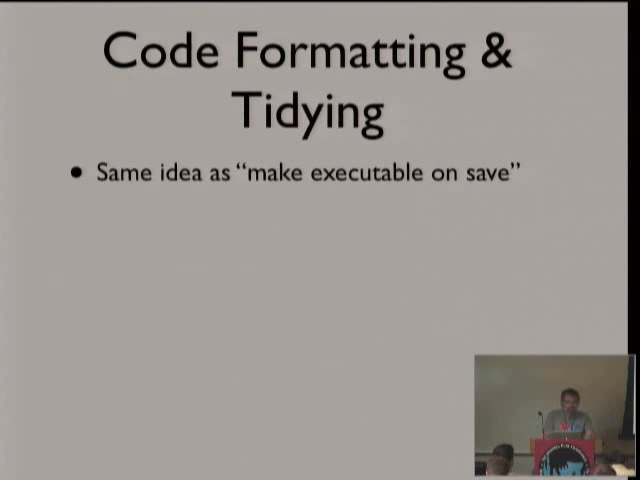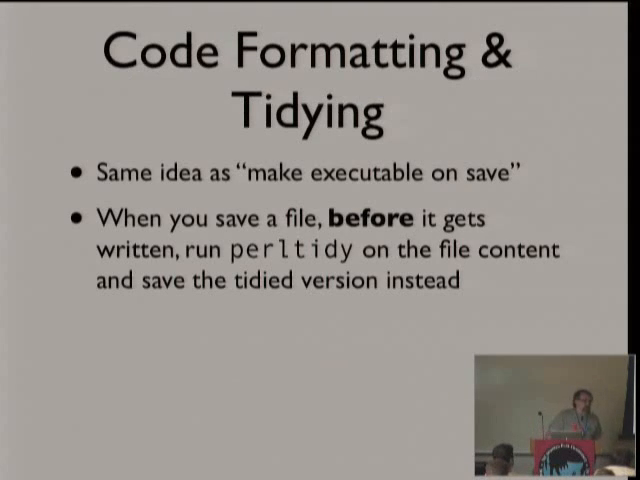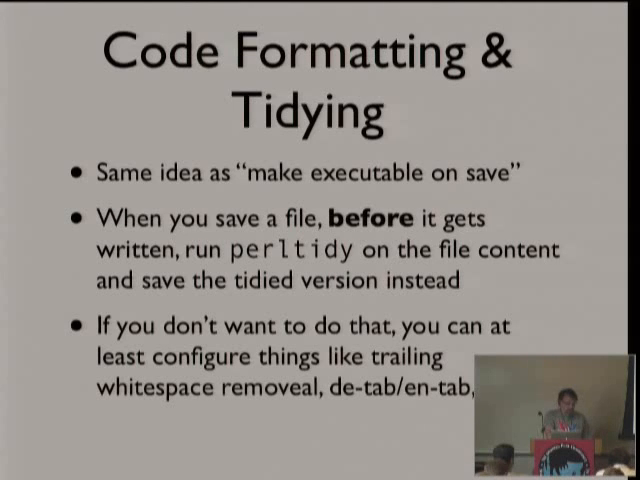Code formatting and tidying. Same idea here as make executable on save. You're going to hook into the save method in your editor, and then before you save your file, you run Perl tidy on it and save the output of Perl tidy instead of saving the file. Keep your saved files tidy all the time. If you don't want to do that, maybe Perl tidy's too much. Both Vim and Emacs have settings where you can do things like automatically delete trailing white space. Please turn this on, everybody. I'm really tired of seeing little red squares in Git.